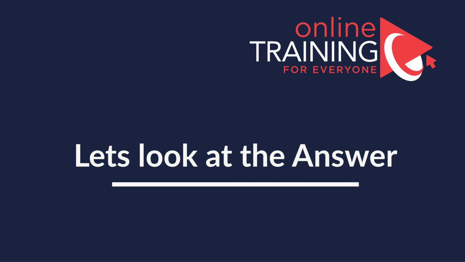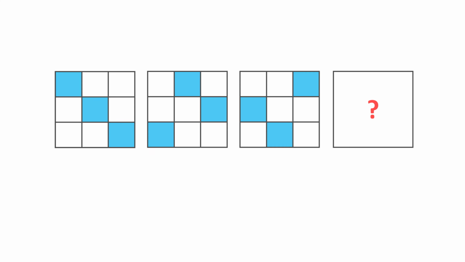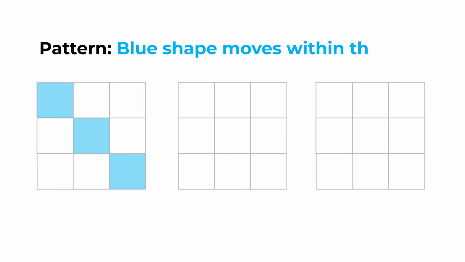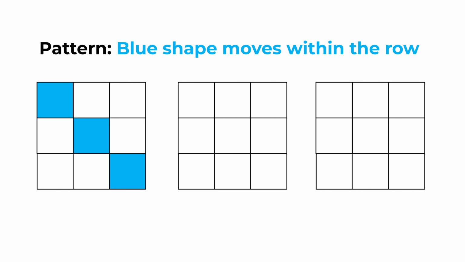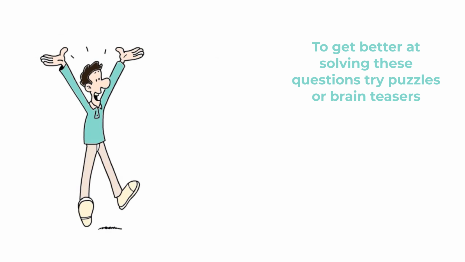As always, my advice to you: look for patterns. And determining the pattern is key to solving this particular problem. What you need to know to answer this question is that the blue shape moves within the row of the larger shape. In each row, the blue shape moves from left to right, 1 step at a time. And once the blue shape reaches the end of the row on the right, it reappears on the left. So the correct answer here is choice D. Hopefully you've nailed this question and now know how to answer similar problems on the test.